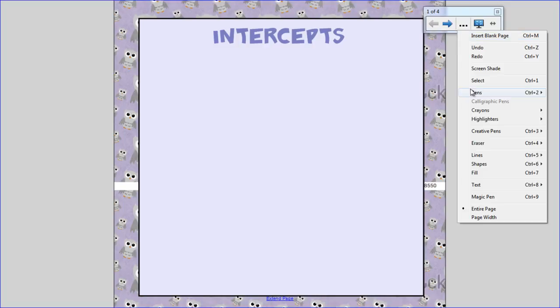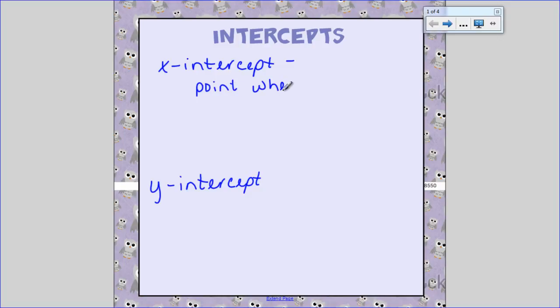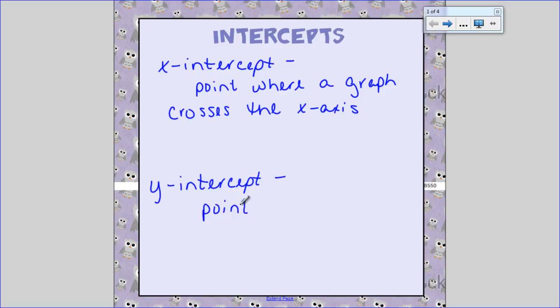Before we get into finding intercepts, we have to know what intercepts are. So there are definitions. You have two different kinds of intercepts. You have an x-intercept, and you have a y-intercept. An x-intercept is the point where a graph crosses the x-axis. So if I have graphed a line or a function of some sort onto my graph, it's the point where the graph crosses the x-axis. That means the y-intercept is the point where it crosses the y-axis.